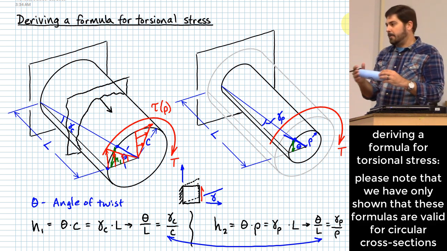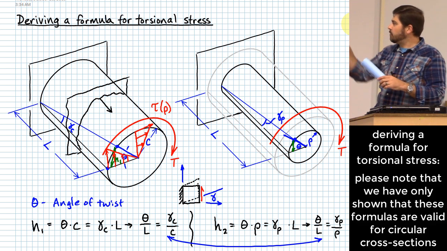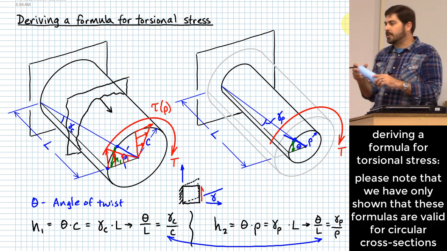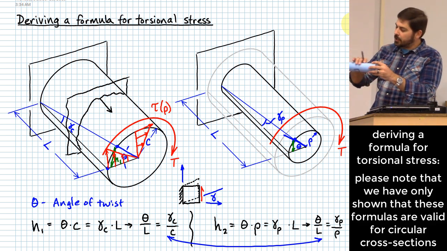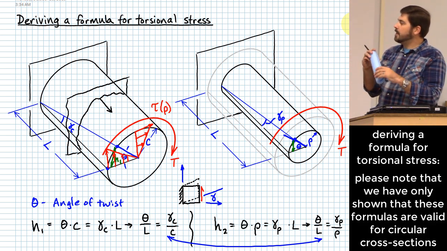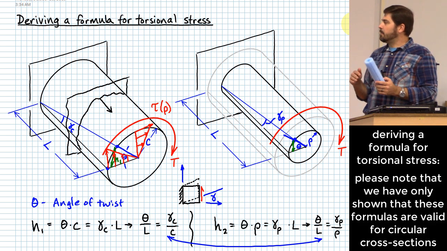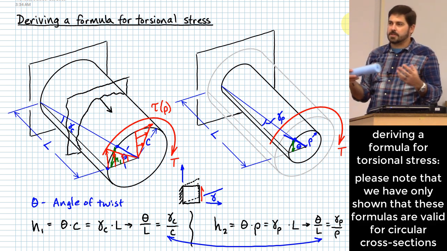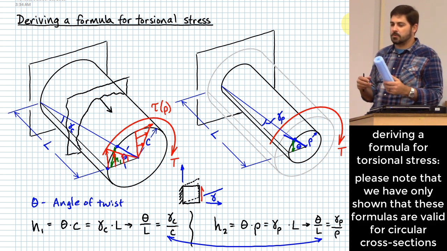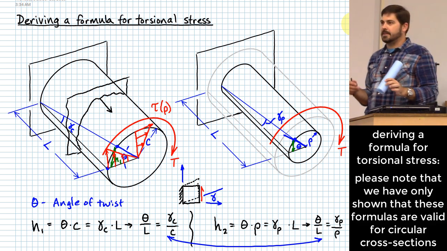So the only cross sections that what we've done here is technically valid for are the ones that are circular to begin with. Having said that, in some of your later courses, we're going to show you how to deal with members that might not be circular. But in this class, we're going to keep them all circular, and that'll help out a little bit.